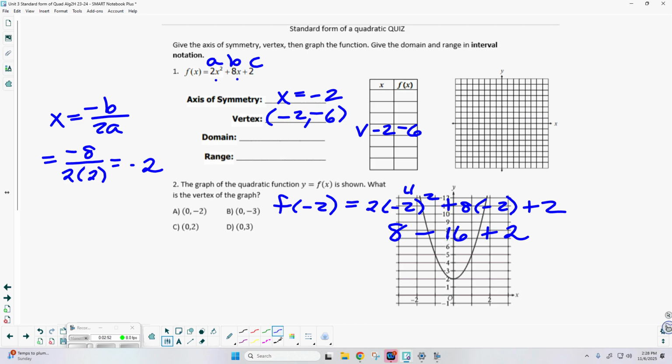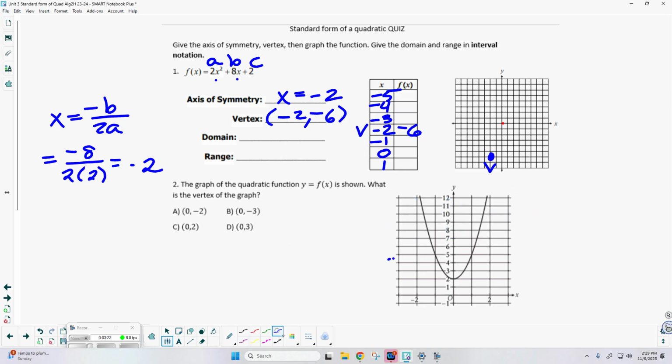Let me go ahead and identify the origin because these are not bolded. The origin's right there. So -2, 1, 2, 3, 4, 5, -6. Here's my vertex right here. Now we just need a couple of other points to see what this looks like. From -2, we're going to count above and below by ones. So this would be -1, 0, 1, and -3, -4, -5. We'll just plug in one of these because I think by now we're getting the idea.